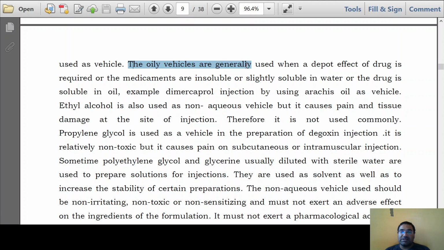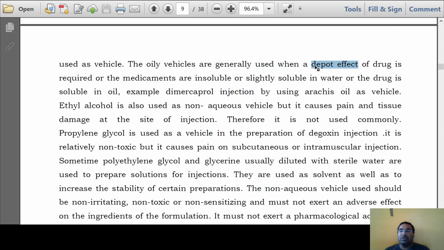The oily vehicles are generally used when a depot effect of the drug is required. Now what is meant by depot effect? The word depot effect indicates that the drug will be released from your dosage form for a longer period of time. Might be for 1 day or 1 month or 1 year. So for preparation of depot preparations, oily vehicles are used.